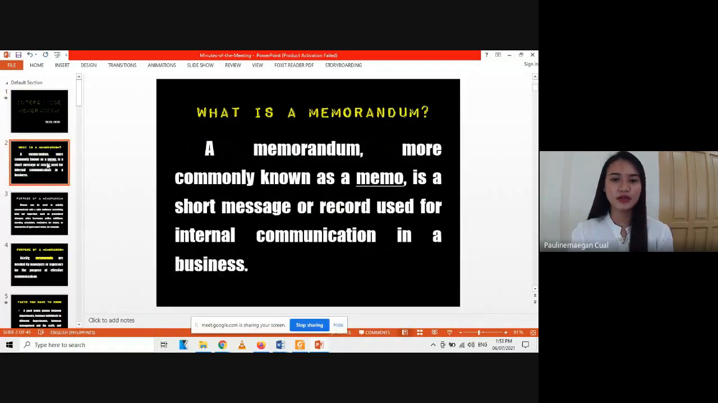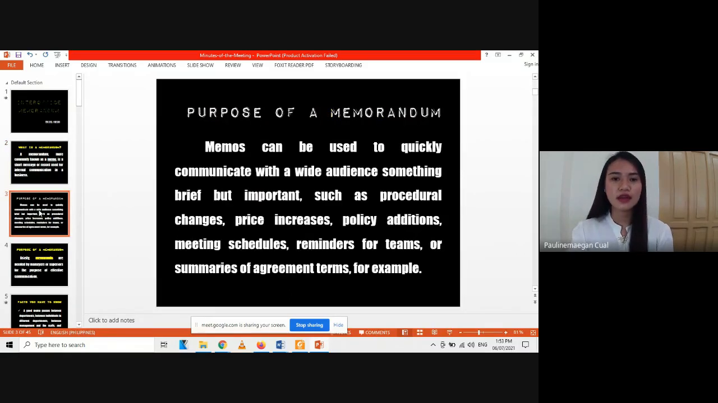What is a memorandum? This is more commonly known as a memo, and this is a short message or record used for internal communication in a business or in a company. And this serves the following purposes. Memos can be used to quickly communicate with a wide audience something brief but important, such as procedural changes, price increases, policy additions, meeting schedules, reminders for teams, or summaries of agreement terms, for example.